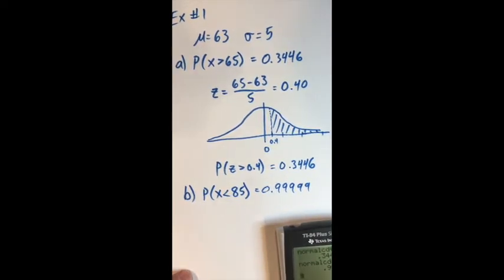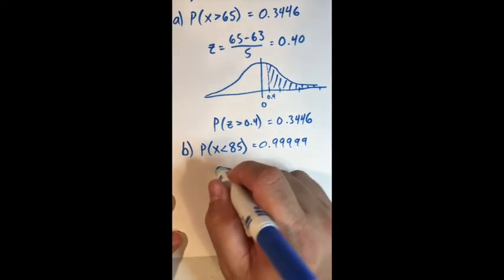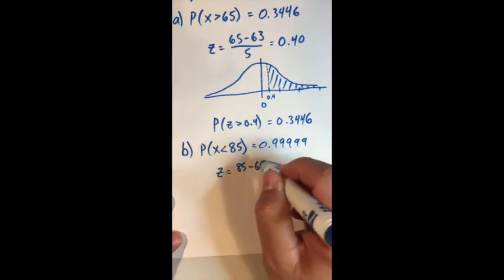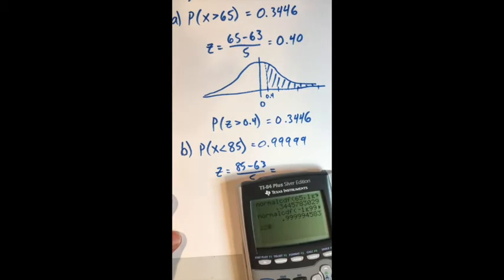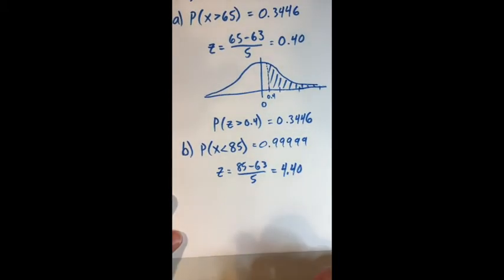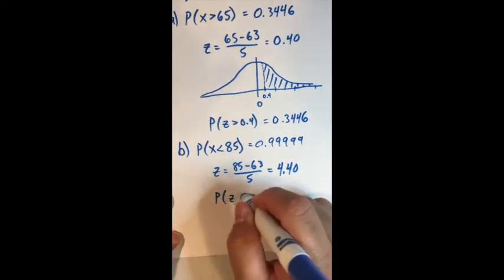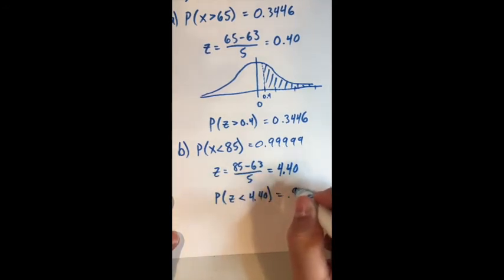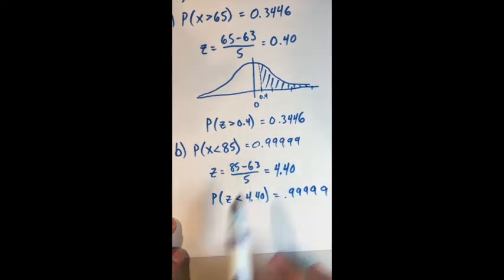Again, we could convert this to a z-score and sketch the graph. I think sketching the graph with these bell curves is very often useful. It helps us keep in our minds what it is we're dealing with. So 85 minus 63 is 22, and 22 over 5 is 4.4. This is a high z-score. Anytime you get a z-score over 3, you're dealing with something pretty high. So the probability that z is less than 4.40 is 0.99999. I didn't draw the graph this time, but converting to a z-score and seeing what it is helps us understand why this probability is so high.